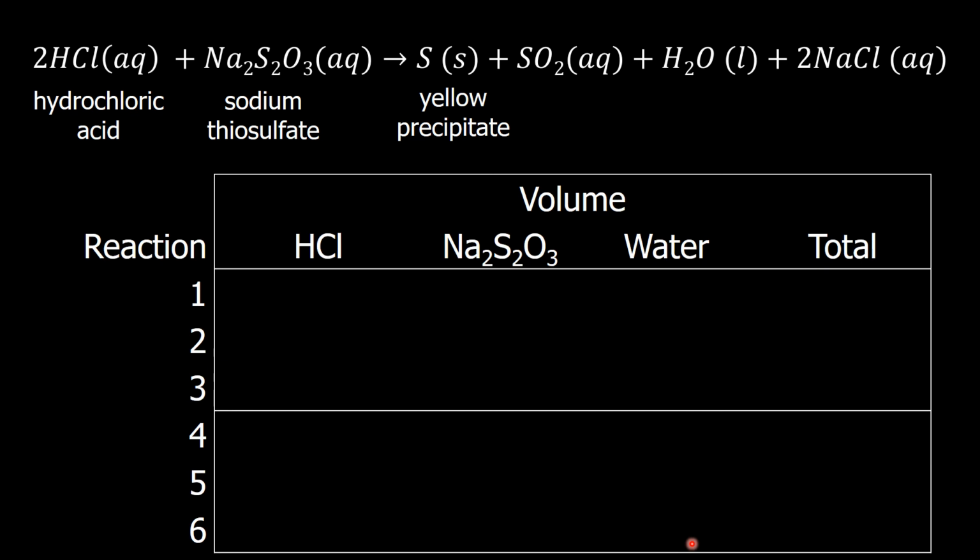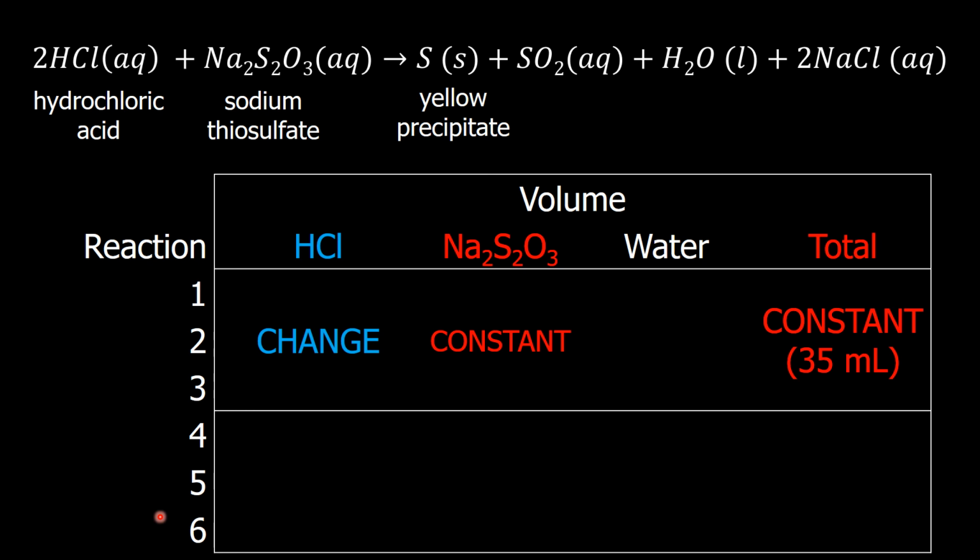So the way in which you're going to be processing the data is you're going to be given data for the reaction being run 6 times. In the first 3, the HCl is going to be changed, the sodium thiosulfate is going to stay exactly the same, and the total volume of the solution is going to stay exactly the same. This column here for water just means that we may have to add some water in here just to bring the total up to 35 milliliters. But that's what's happening in the first 3. Changing that, keeping that, and the total constant.